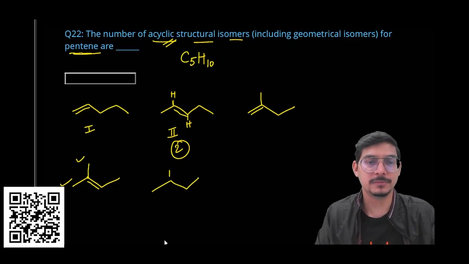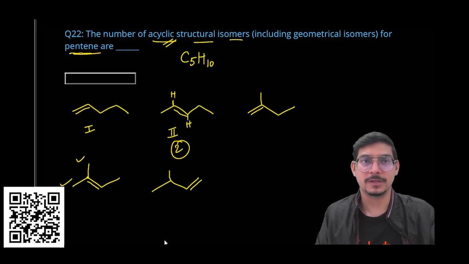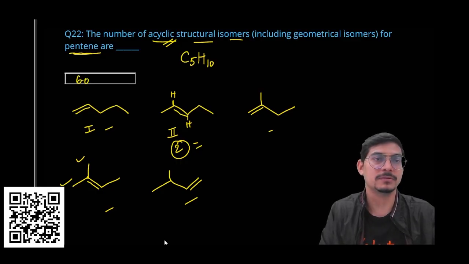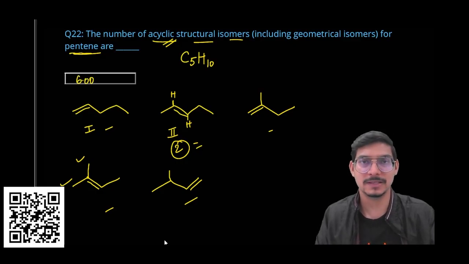And the last possibility would be this one. This will also not show geometrical isomerism, right? Because it is a terminal alkene. So the total number of compounds is 1 here, 2, 3, 4, 5, 6. So there are 6 acyclic compounds, including geometrical isomers, for pentene with the molecular formula C5H10. So 6 is the correct answer to this question. Thank you.